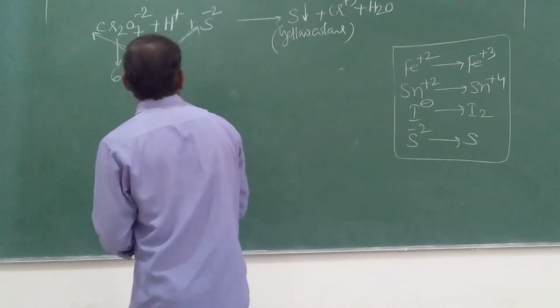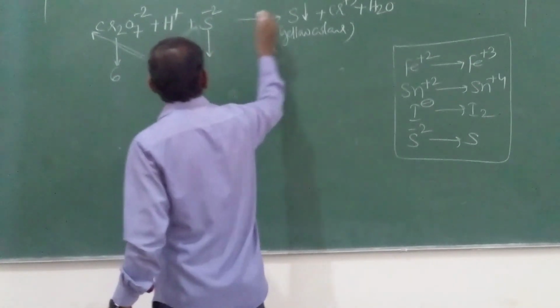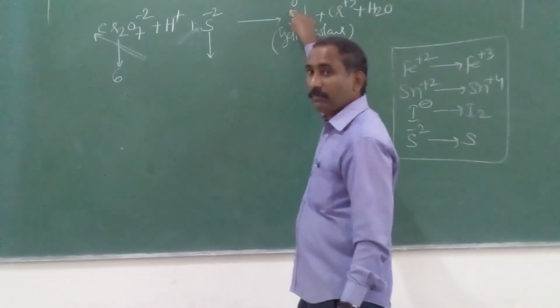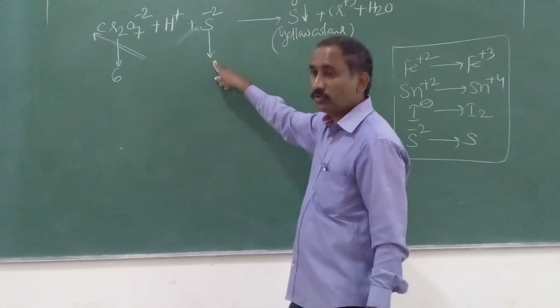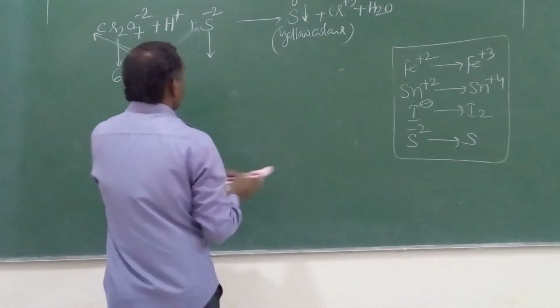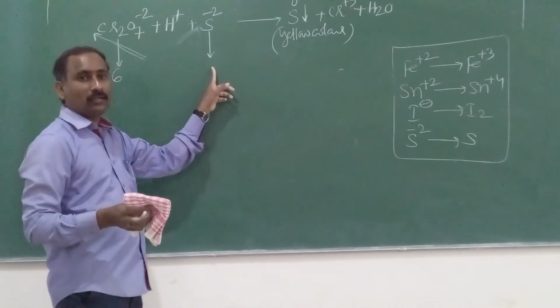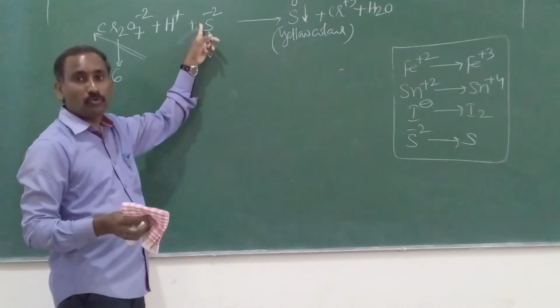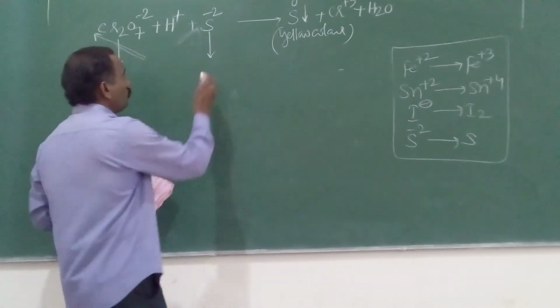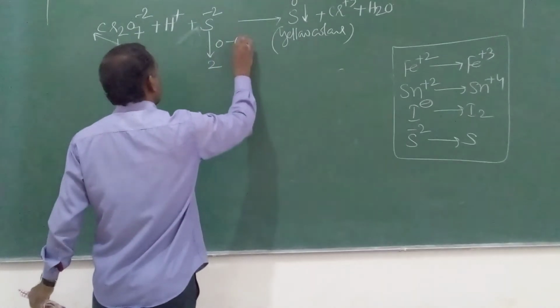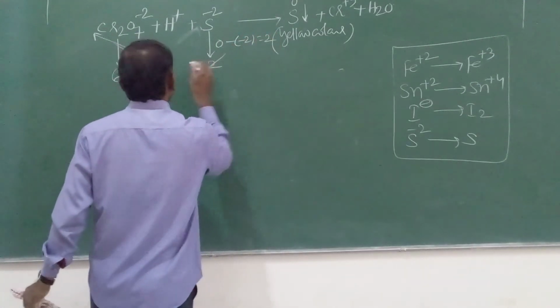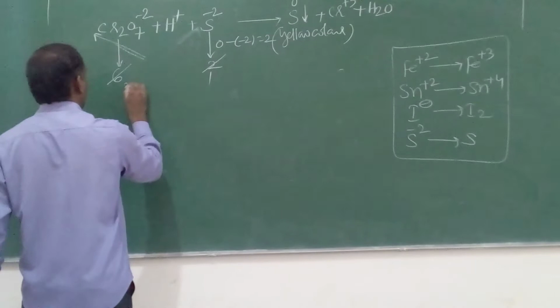Dichromate is fixed at 6. Here, the elemental, uncombined form is 0. The change here is 2, very good, 2. Higher minus lower, but some students write minus 2. The coefficient should not be negative; the coefficient is always positive. 0 minus minus 2 is 2. Here there is a possibility of a common factor.